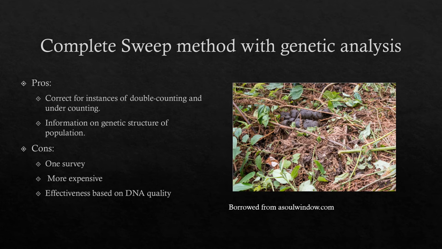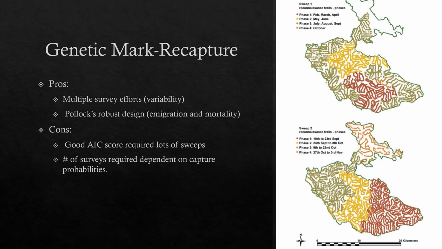Unlike the previous techniques, genetic mark recapture conducts multiple sweeps across a habitat over a short time frame and then fits that data to a series of closed mark recapture models using AIC criteria to select the best fit model. Now, by conducting multiple sweeps, this method introduces variability and a measure of precision, while also reducing bias introduced by individuals that would have gone undetected in a single survey effort.